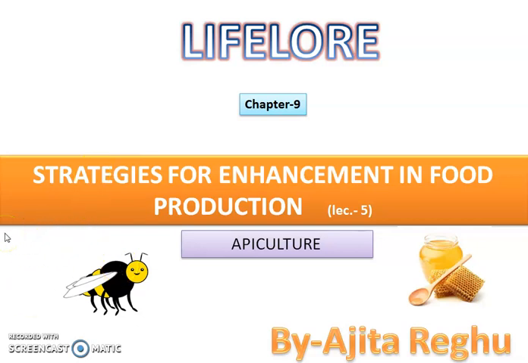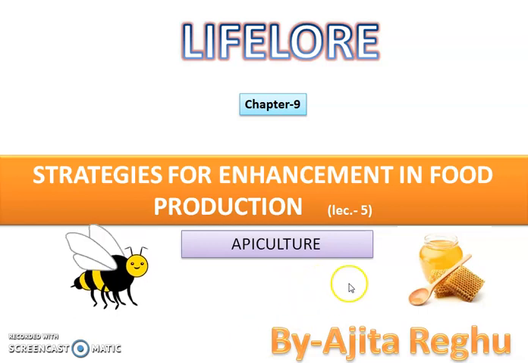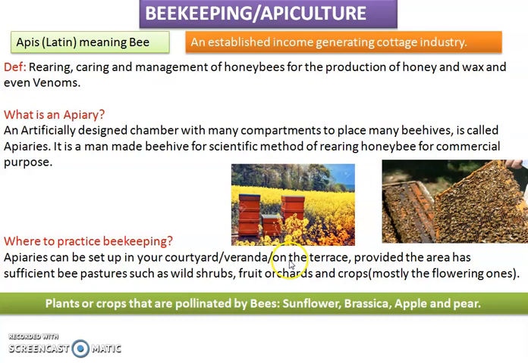So back to the topic, strategies for enhancement in food production. So you can see the bee here. So the topic is clear: apiculture, beekeeping, in simple words, beekeeping. The term apiculture refers to keeping, rearing, caring, management of honeybees for the production of honey and wax and even venom. We'll discuss all this in detail.